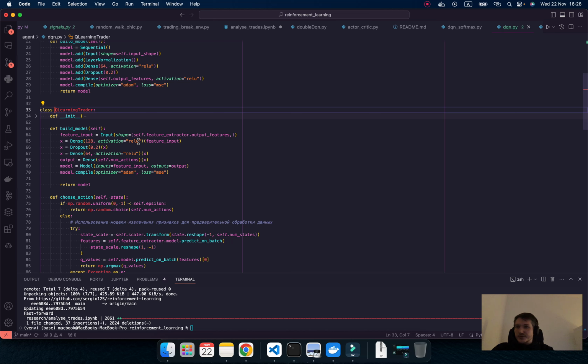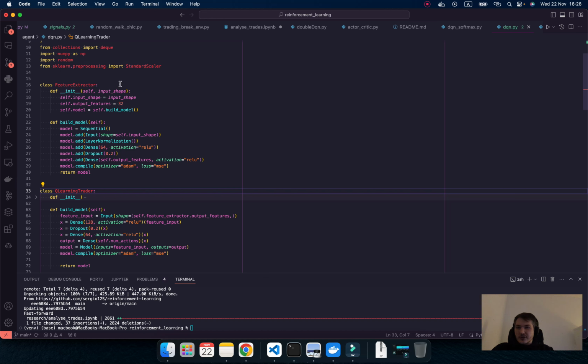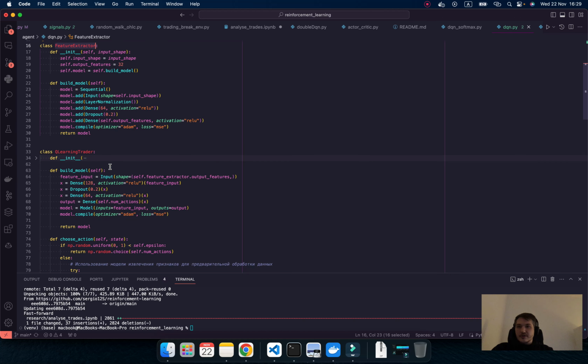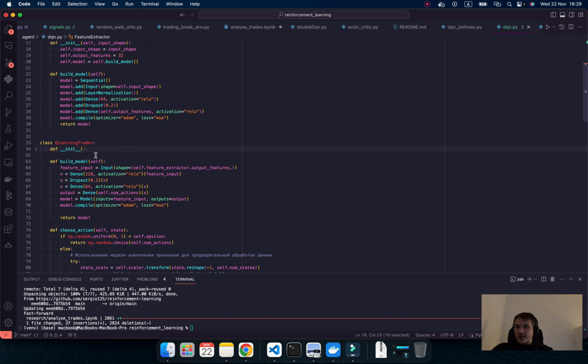But what I did as an additional step is create an additional neural network. It's a feature extractor, and you see it's a very simple neural network without any convolutional neural network, LSTM or transformer. I just input a state and try to extract useful features. For example, in this case, I output 32 features, and then I input these features inside this neural network.